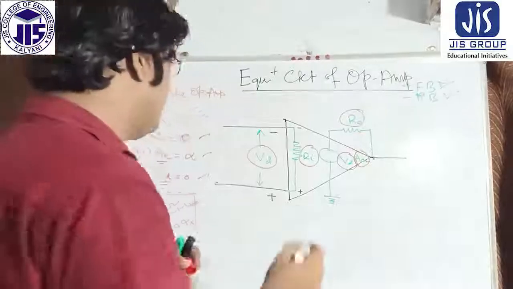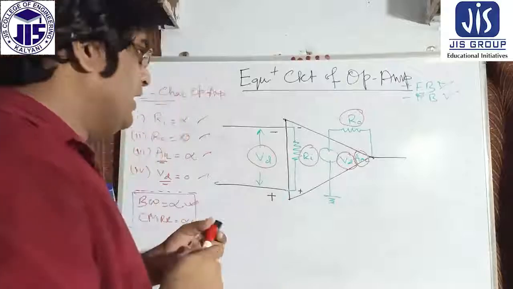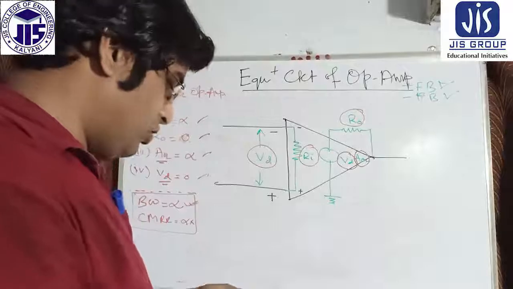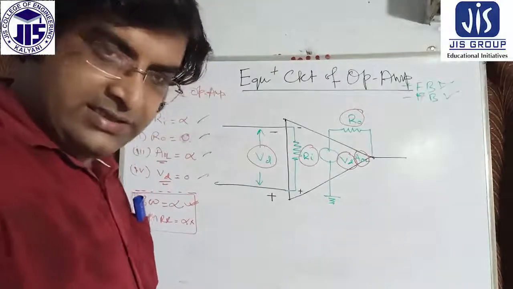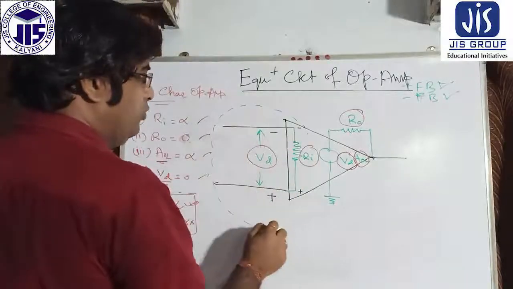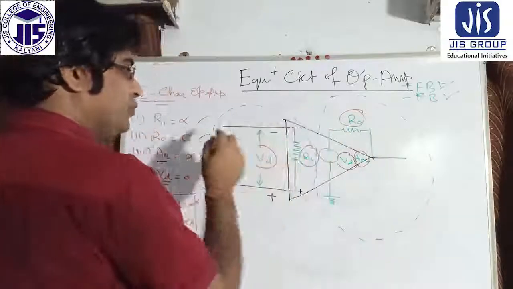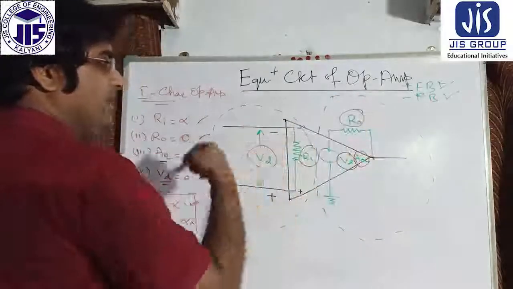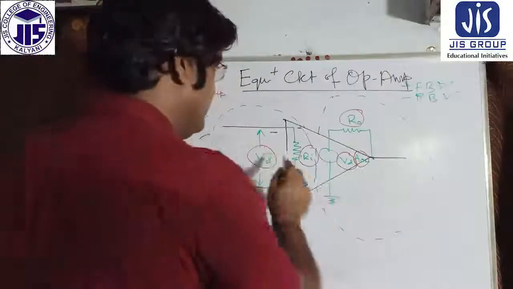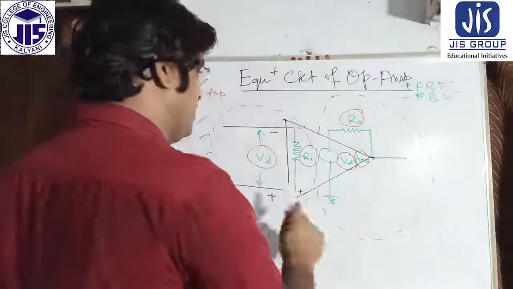This is the input terminal, inverting and non-inverting, and this is the output. So you see that it is the equivalent circuit, and this is the input side circuit and this is the output side circuit. But you see there are no connections between the input and the output. What I have already said, there is no connection between the input and the output, but there is a relation between the input and the output.